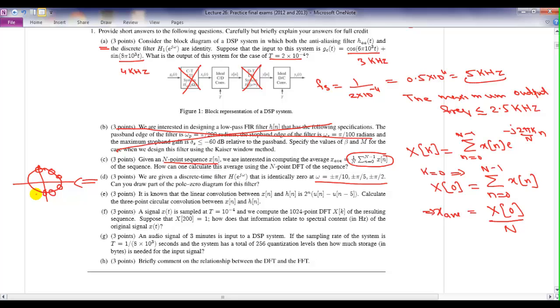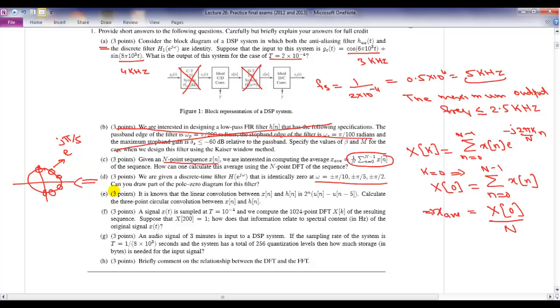You should of course draw what this location is. For example, this is e^(j pi/5). If the 0 was not on the unit circle, your frequency response cannot hit 0 exactly. It can come close to 0, but it cannot hit. So if it's 0 exactly, it has to be on the unit circle corresponding to that frequency. Just like the problem we had in the second midterm.